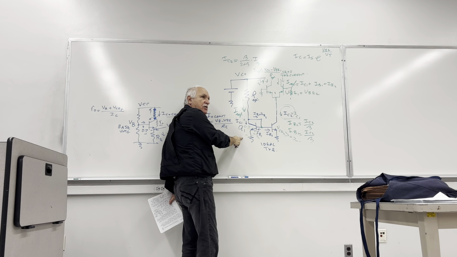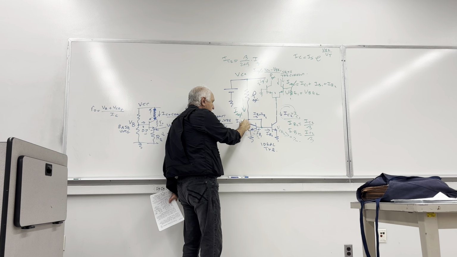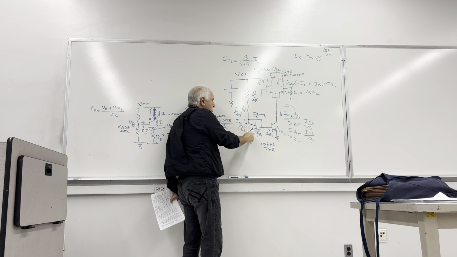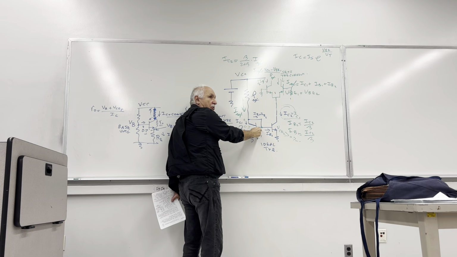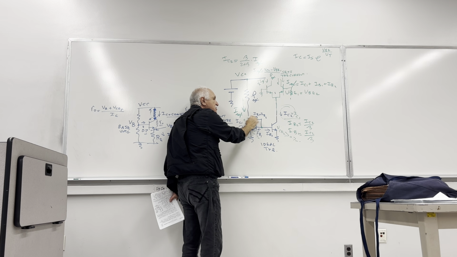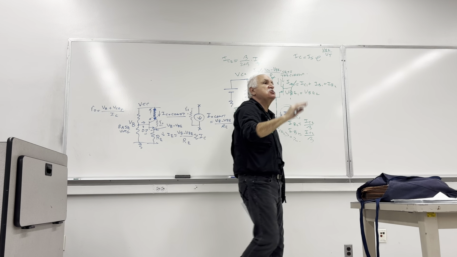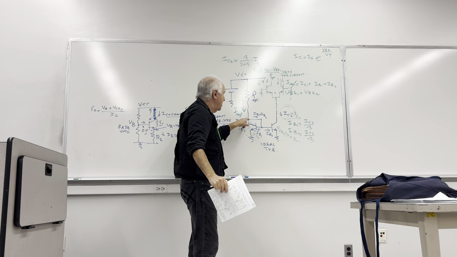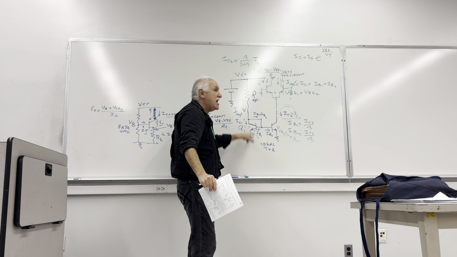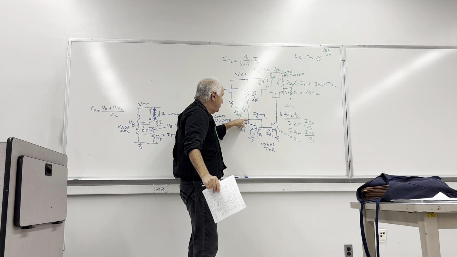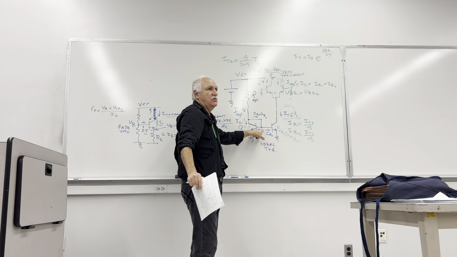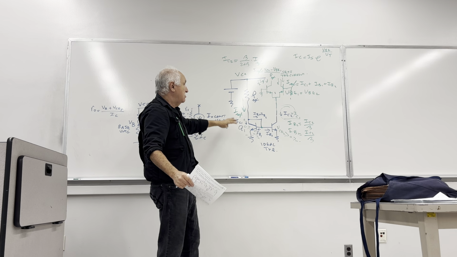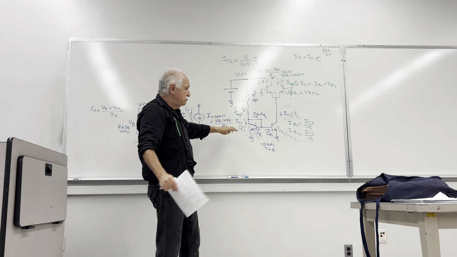This guy never goes to saturation because you see, VCE of that is equal to the VBE of itself, so VCB is 0. Even if VCB is 0, remember the transistor is still active. It is when collector to base becomes negative, that means this voltage goes below that voltage. So we get this one. It's a legitimate current source.